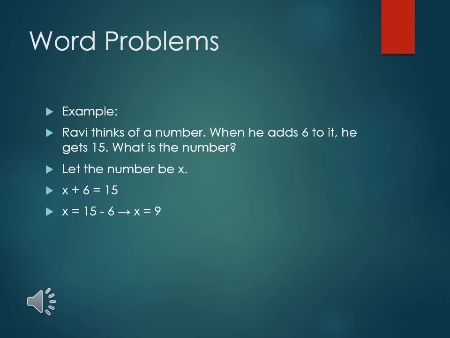Word problems. Example: Ravi thinks of a number. When he adds 6 to it, he gets 15. What is the number? Let the number be x. x plus 6 equals 15, x equals 15 minus 6, x equals 9.